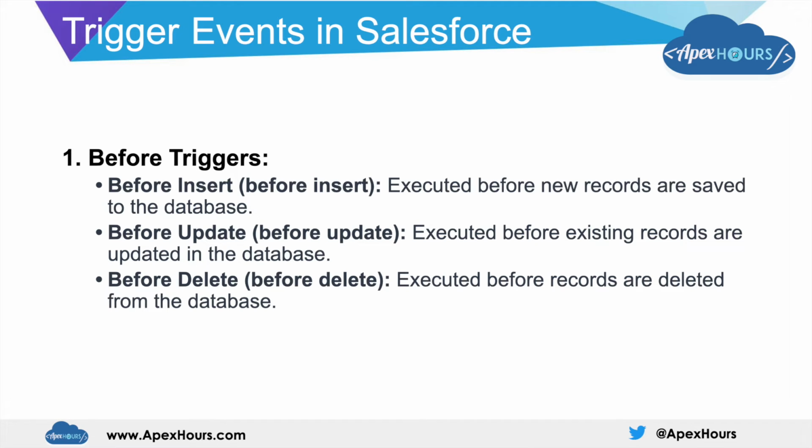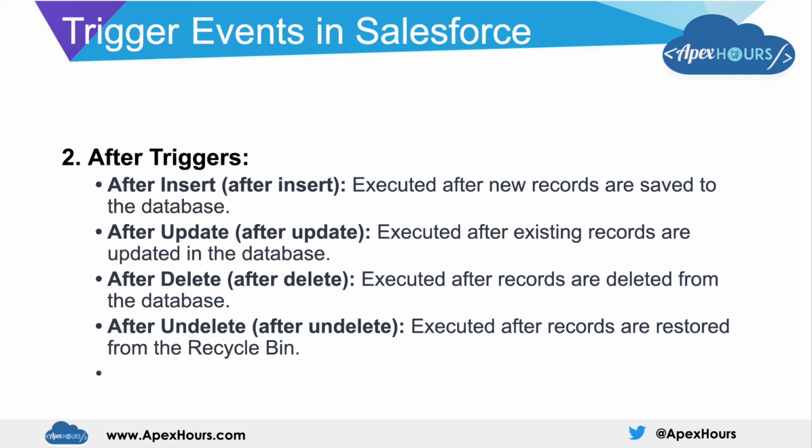Now, in these trigger events, we can divide before triggers into insertions, updates, or deletions, and the same for after triggers as well. So, the before trigger has before insert, which means it is executed before the new records are saved to the database. Then before update, which means these are executed before existing records are updated in the database. The next is before delete. These are executed before records are deleted from the database.